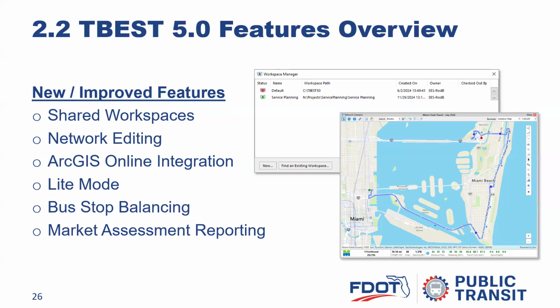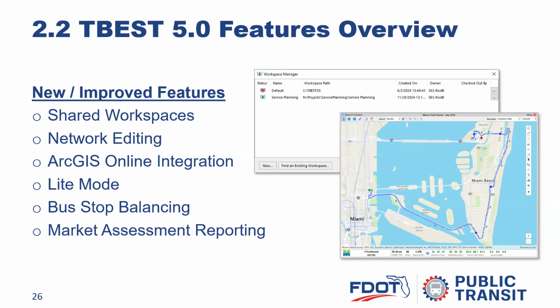ArcGIS Online integration, as I mentioned, any map that you create in TBEST can be exported to ArcGIS Online and then stored in your own account, so in your organizational account. You can also add data from ArcGIS Online, so any layer that you would want to add from ArcGIS Online, whether it's within your organization or a public layer, you can add that into your map within TBEST and use it for analysis.